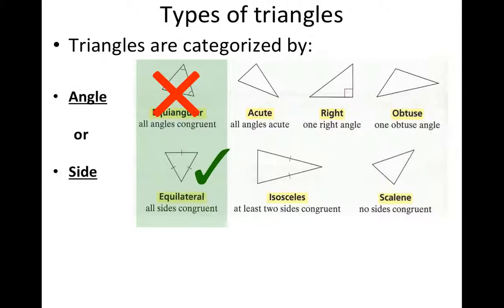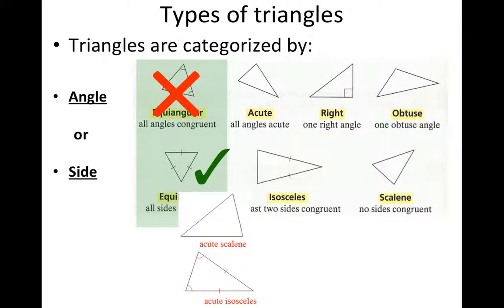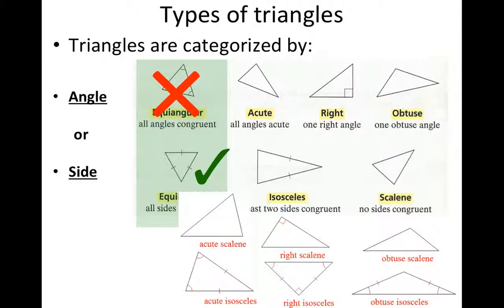And finally, we can name things by both angle and side. So for example, there's an acute scalene, an acute isosceles, a right scalene, a right isosceles, an obtuse scalene, an obtuse isosceles, and finally the equilateral triangle.